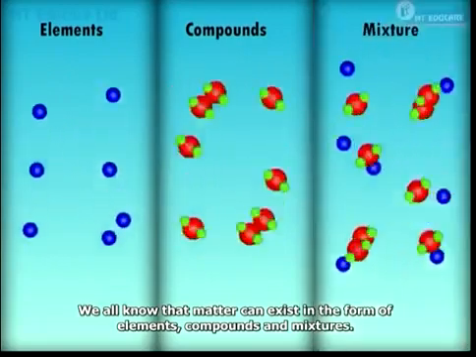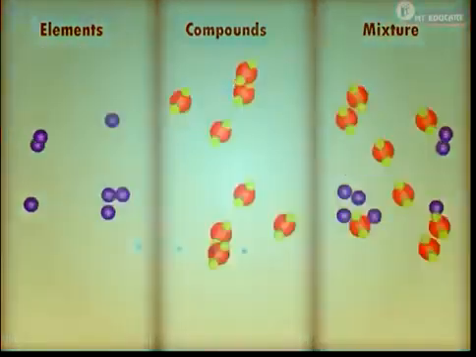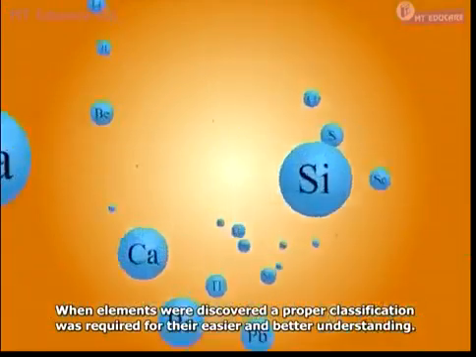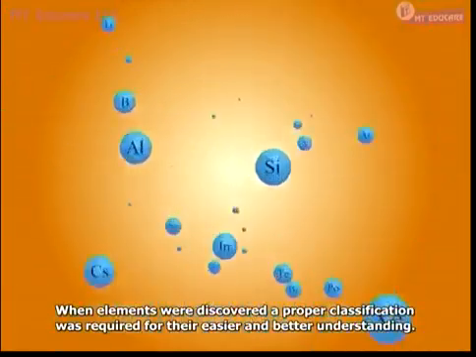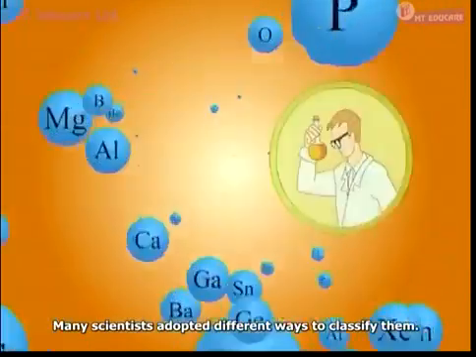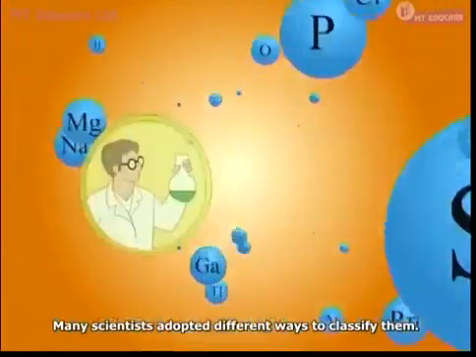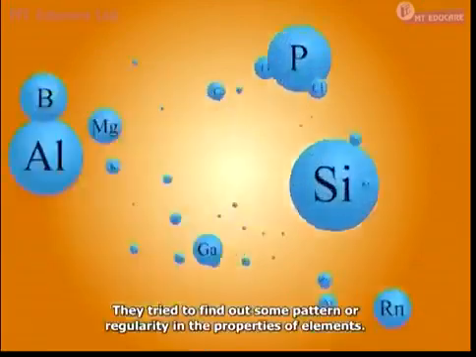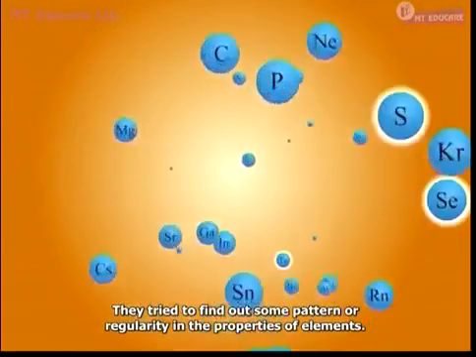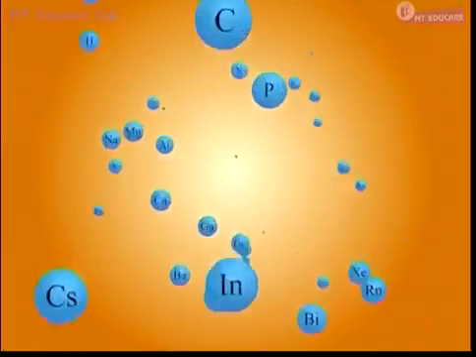Matter can exist in the form of elements, compounds, and mixtures. When elements were discovered, a proper classification was required for their easier and better understanding. Many scientists adopted different ways to classify them. They tried to find out some pattern or regularity in the properties of elements.